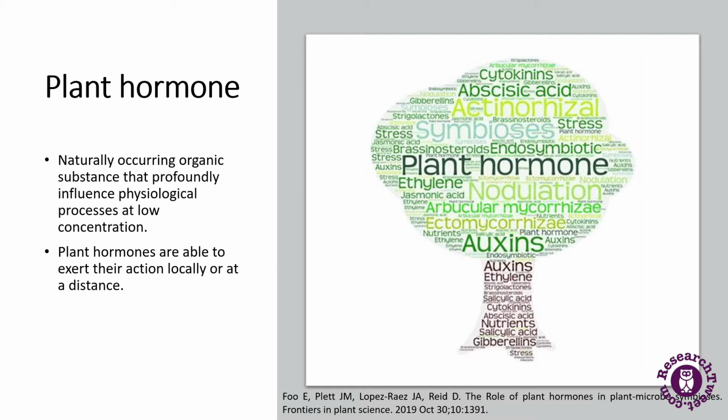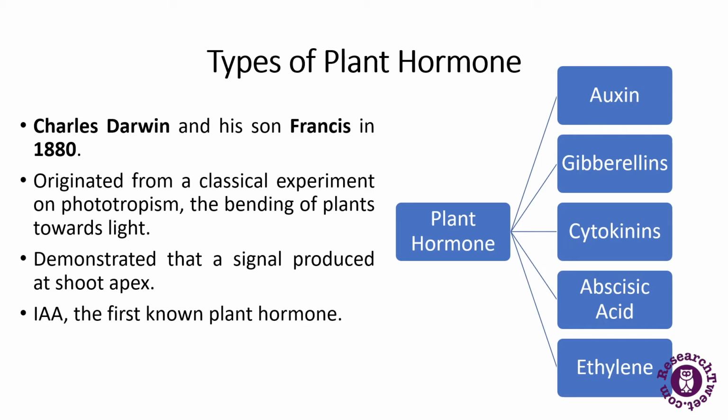This figure shows all the hormones that are present in a plant. For example, auxin is depicted here, ethylene is depicted here, salicylic acid, cytokinins, gibberellins, nutrients. All these things are in a plant, and these are being depicted here. In the next slide, we will discuss what the types of plant hormones are.